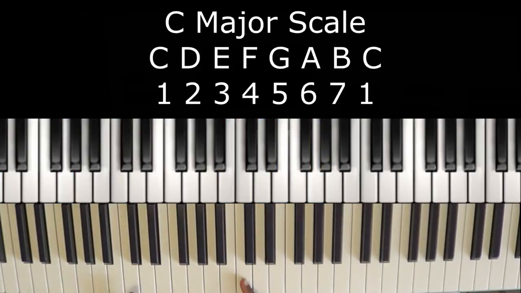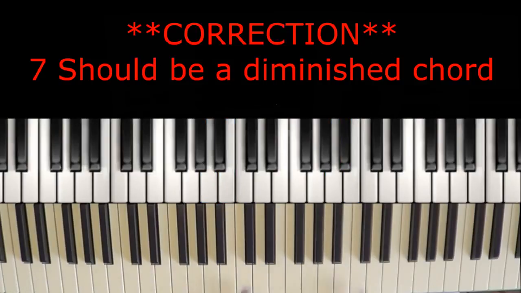Now, in theory, we know that in a C major scale, or in any scale, the 1 should be a major chord. This is most times now. The 1 should be a major chord. The 2 should be a minor chord. The 3 should be a minor chord. The 4 should be a major chord. The 5 should be a major chord. The 6 should be a minor chord. The 7 should be a diminished. And back to 1, which should be a major chord.